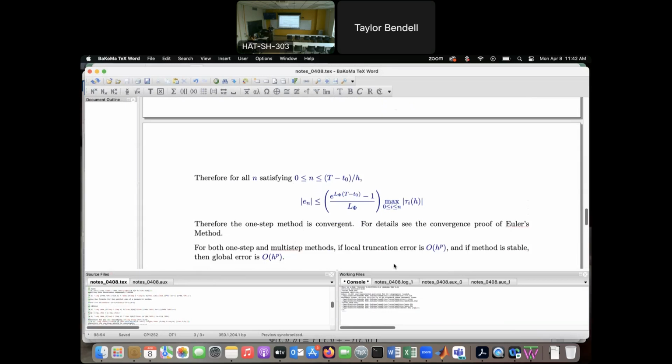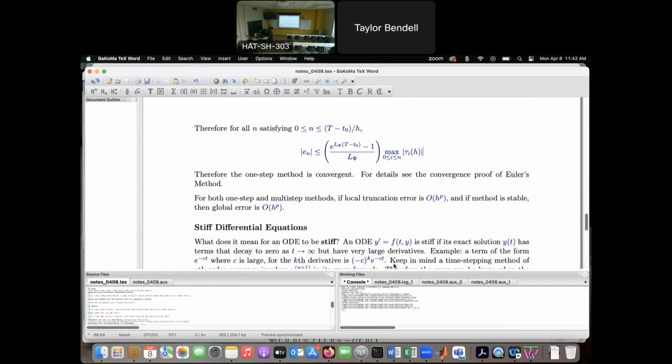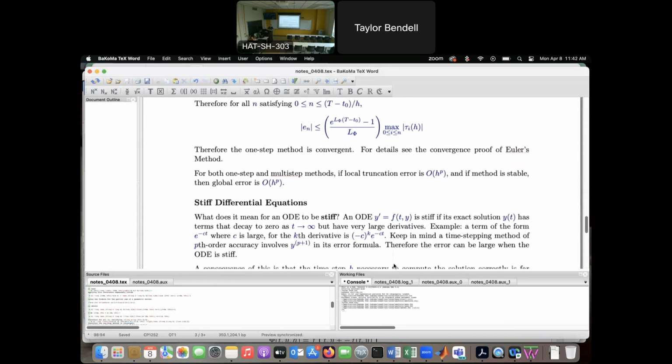Okay, questions about showing convergence? So we don't really have to show convergence anymore. You just show consistent and stable, and then you know it's convergent. So prove it once and you forget about it.